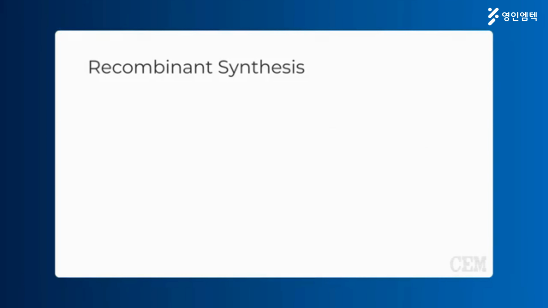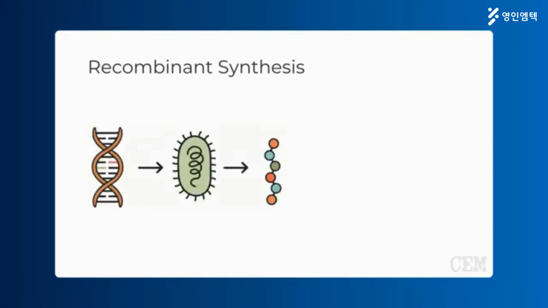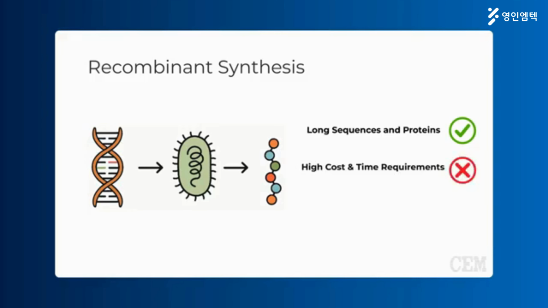Recombinant peptide synthesis involves producing peptides using genetically engineered organisms, such as bacteria or yeast, that express the desired peptide from an inserted gene. While recombinant synthesis is useful for long sequences and proteins, it comes with high cost and time requirements and is incompatible with sequences requiring non-standard amino acids or peptidomimetics.